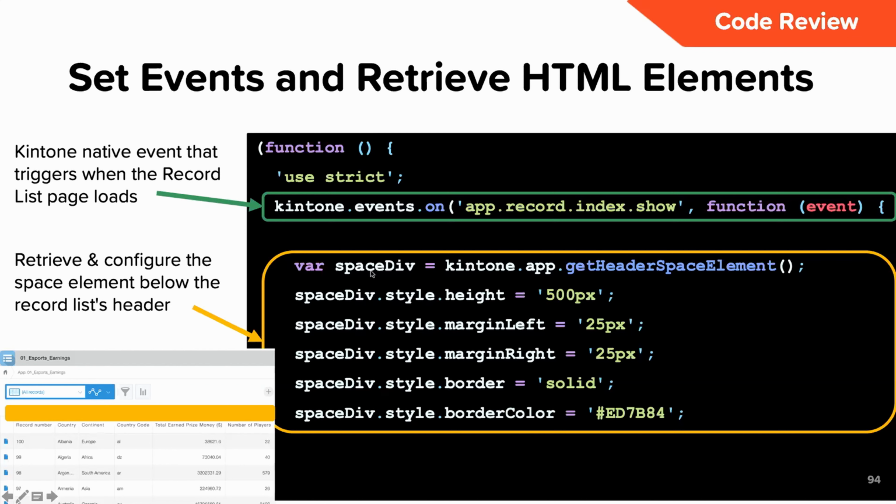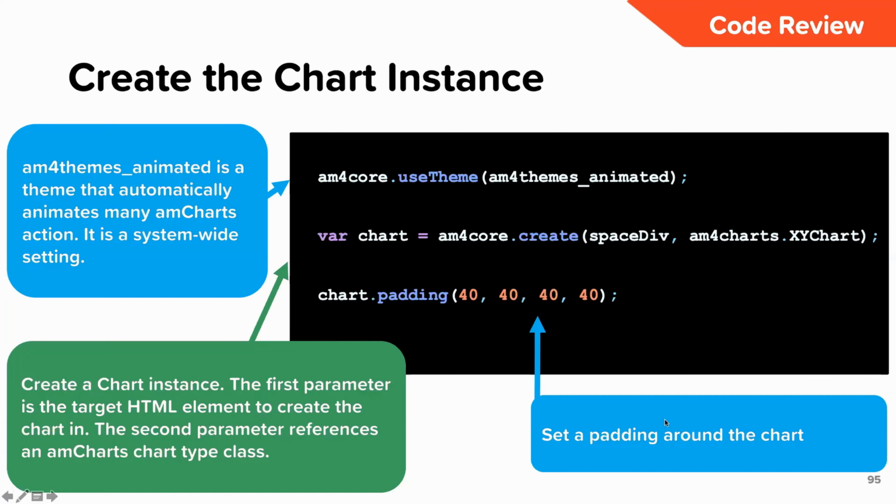And we've assigned it to the variable space div, and we're going to start styling space div and giving it margins and borders and other good stuff. A little bit lower than that, we'll start creating the instance of the chart. So these are from the chart libraries. am4.core, use theme. This says we're going to create an XY chart. We're going to hook it into space div, and we're going to give it some padding.